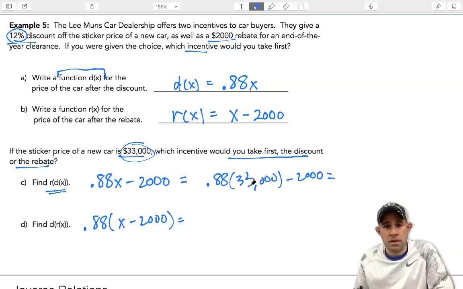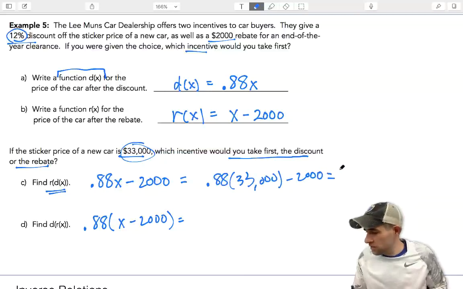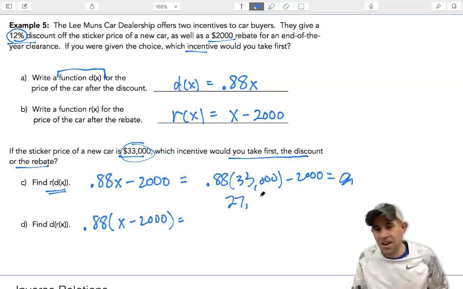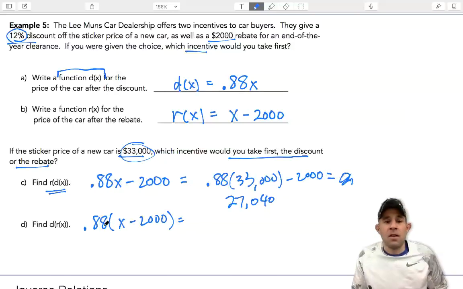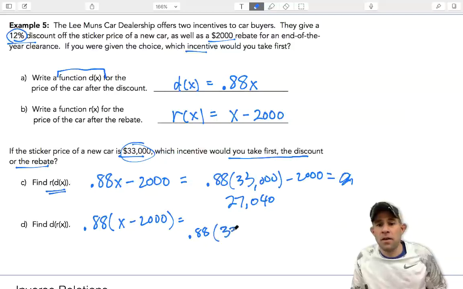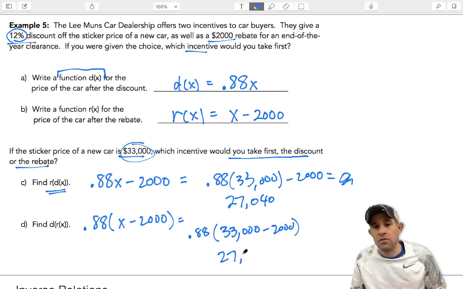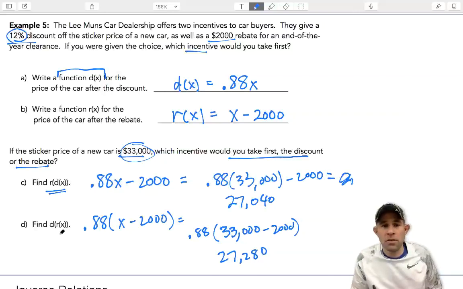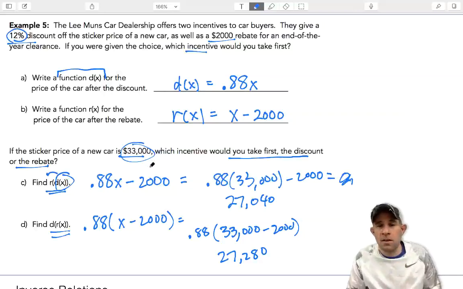When we take 0.88 of 33,000 and subtract 2,000, I'm going to check my notes, but we get $27,040. And when we subtract our 2,000 from our 33,000 first and then take 0.88, we end up with $27,280. So it looks like you're going to pay about $240 more if you take the rebate first and then the discount. However, if you take the discount first and then the rebate, you're in the money.